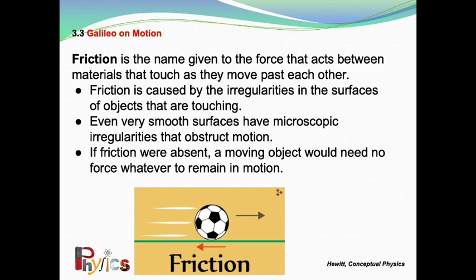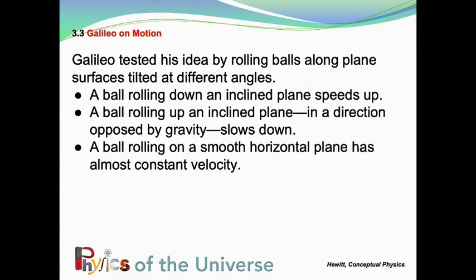So even very smooth surfaces have little irregularities that obstruct motion. So we often talk about there being no friction, but there almost always is, at least a little bit. If friction were absent, a moving object would need no force whatever to remain in motion. Now Galileo came up with some thought experiments to help him understand how this could be true.